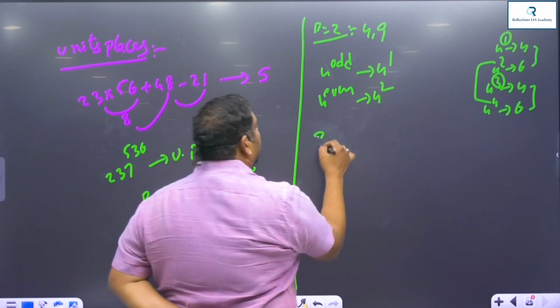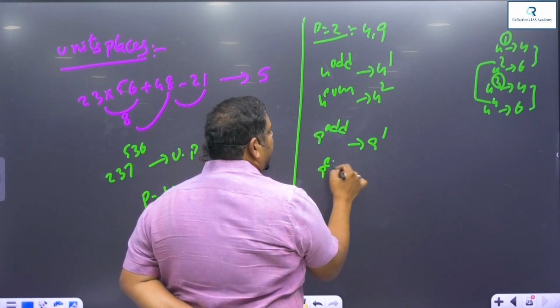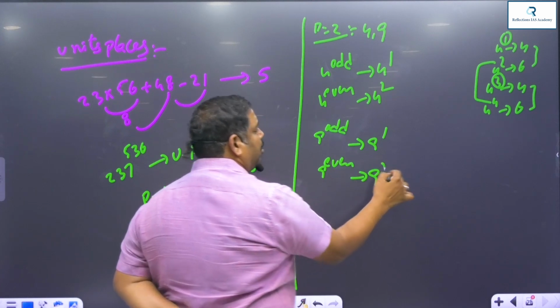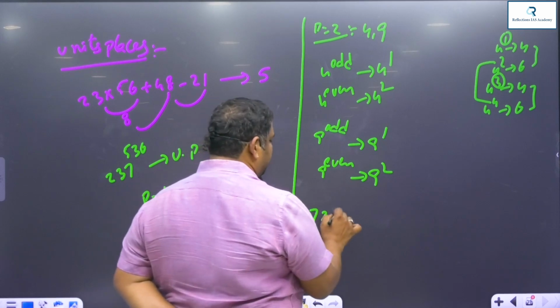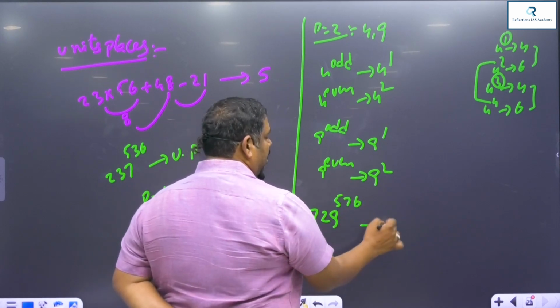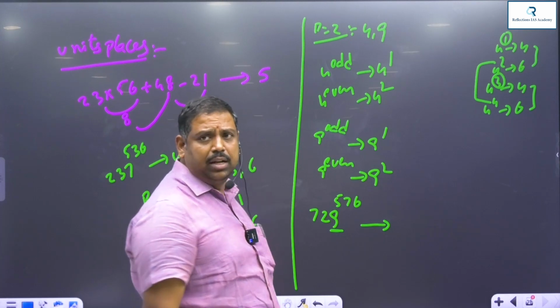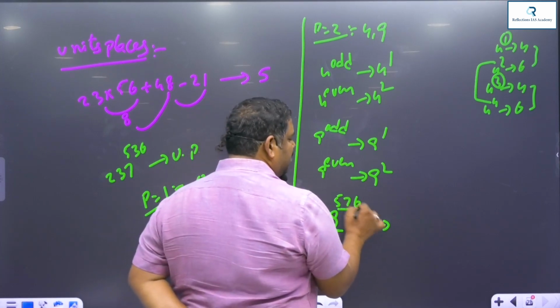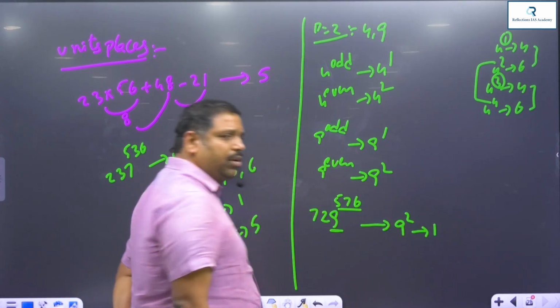Similarly, for 9 power odd number, you take 9 power 1. For 9 power even number, you take 9 square. Got it, all of you? Suppose he gave a question like this: 729 power 576. 9 is the units place, so periodicity is 2. Power is even, so 9 square. 9 square is 81, which means the units place is 1.